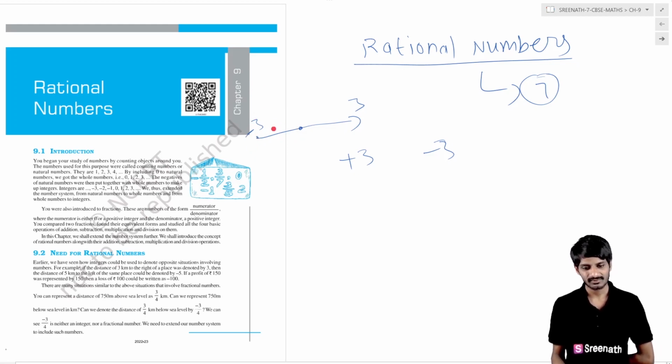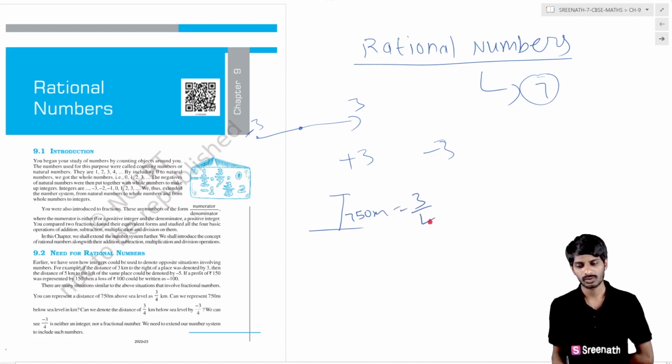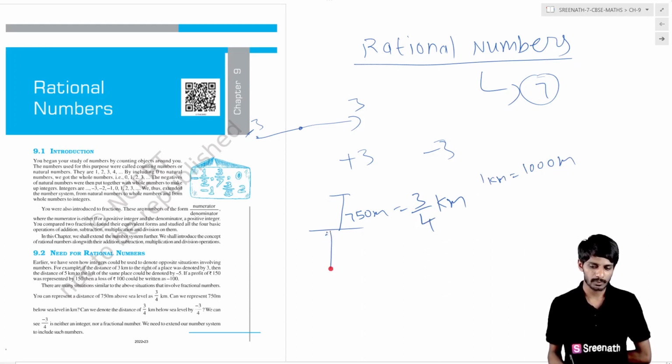Okay students, this is about positive integers and negative integers. In the same way, suppose you are at a height of 750 meters from sea level. This can be represented as 3/4 of a kilometer, because 1 kilometer has 1000 meters. So if you want to represent 750 meters downward, how will we represent it? That is negative 750 meters, that is minus 3/4.